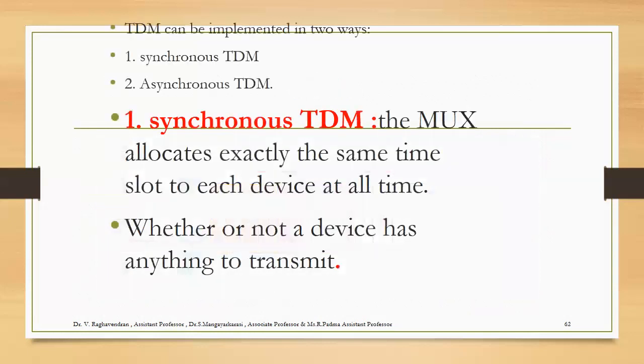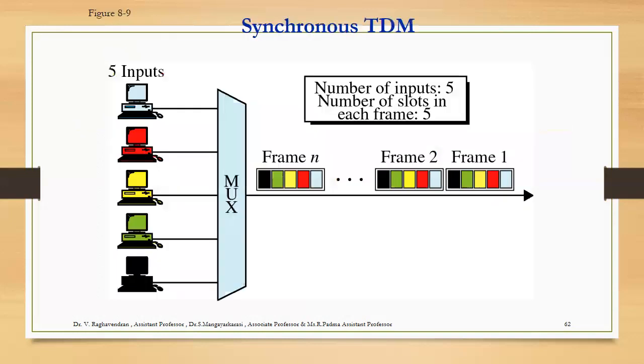TDM can be implemented in 2 ways. One is called synchronous TDM, and the other is called asynchronous TDM. Synchronous TDM means the multiplexer allocates exactly the same time slot to each device at all times, whether or not a device has anything to transmit. Suppose a device has nothing to transmit, it is still allocated a time slot. This is called synchronous TDM.